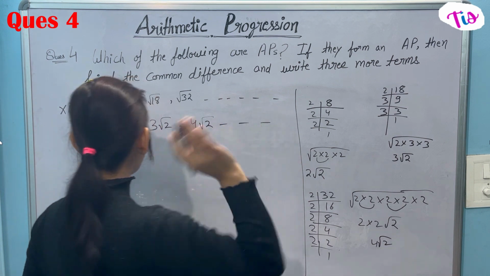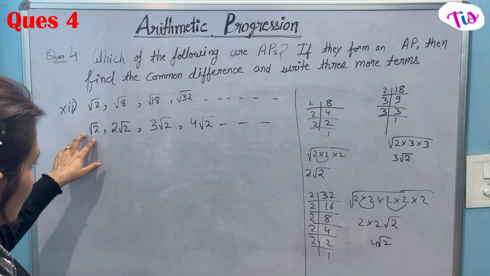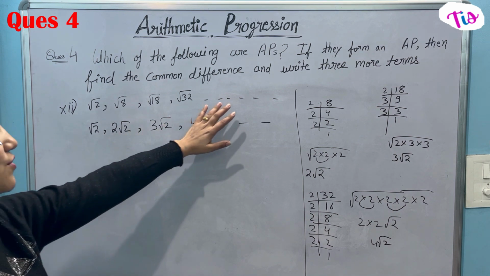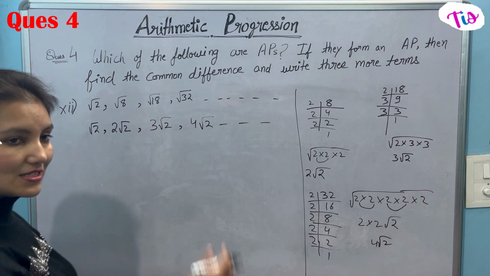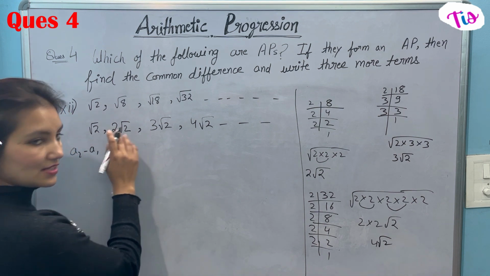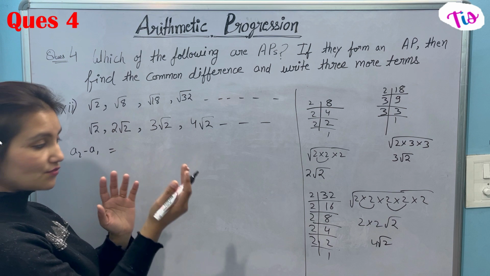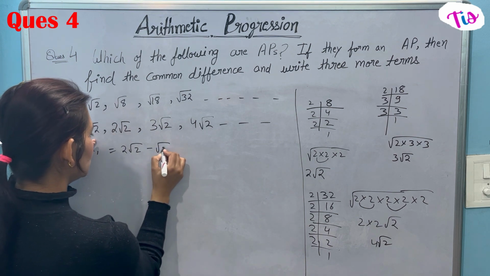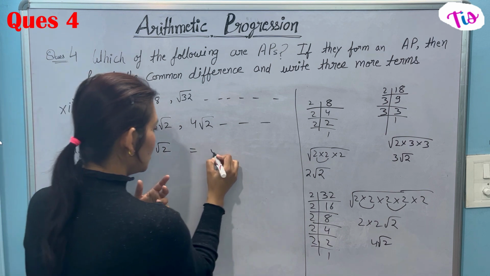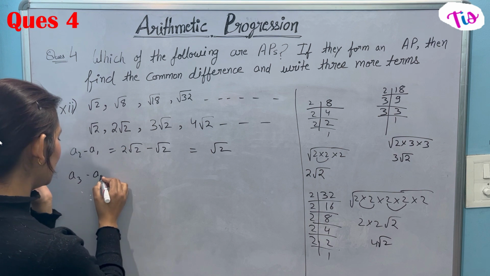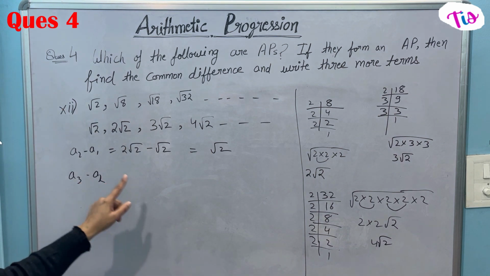Now you can see here, the first term is root 2, the second is 2 root 2, the third is 3 root 2, and the fourth is 4 root 2. So what is the common difference? A2 minus A1. Now let's check the difference of the consecutive terms. 2 root 2 minus root 2 is root 2. Now check A3 minus A2.